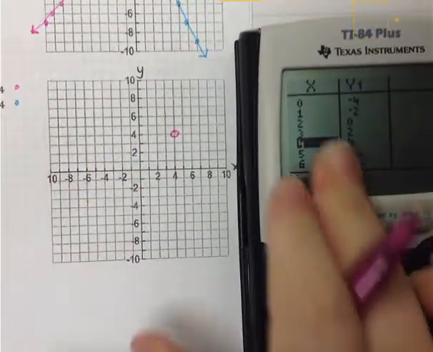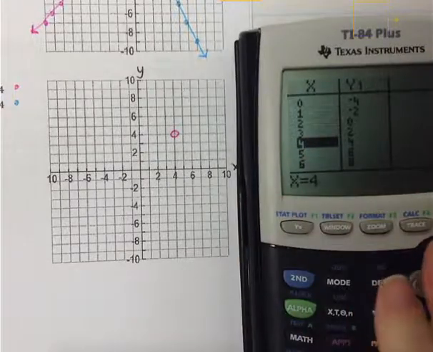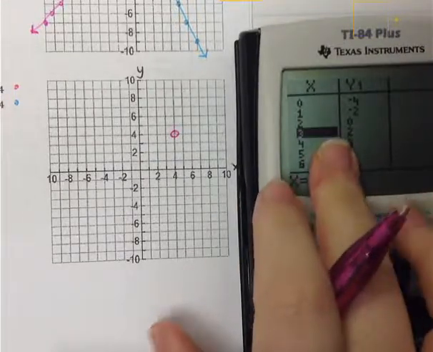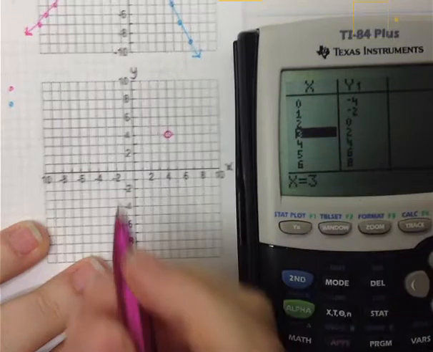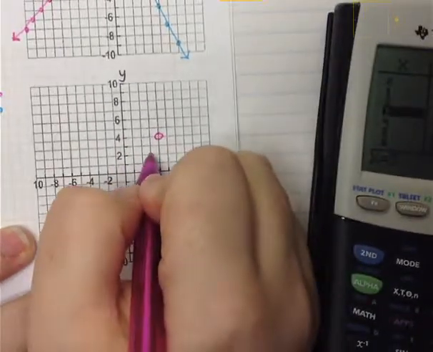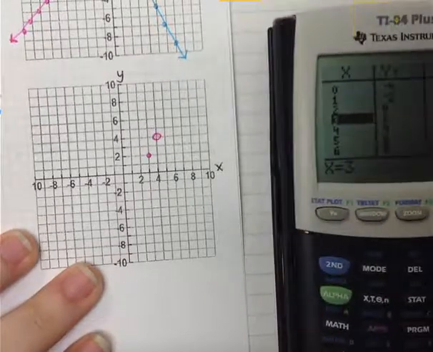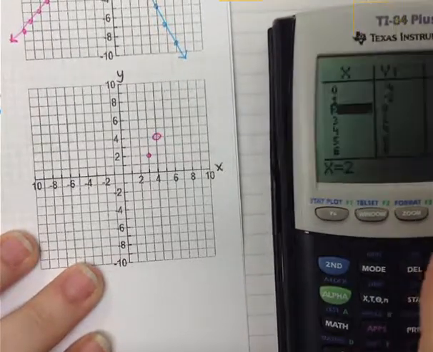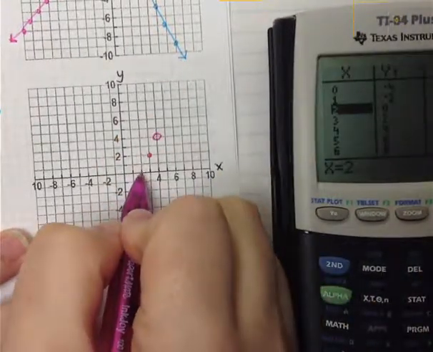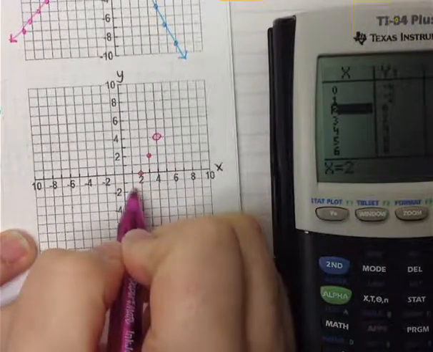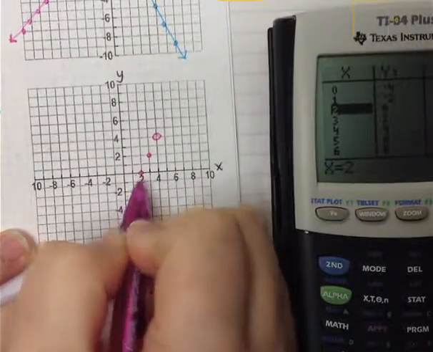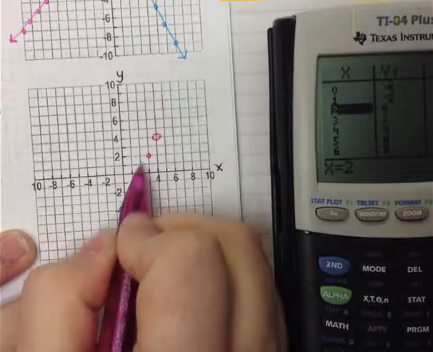Then I want less than that x value, so I'm going to move up. So my next coordinate would be 3, 2. So 3, 2. And I can put solid because I want all of these values. The next one would be 2, 0. Then 1, negative 2. And then we can see that it's going to just keep going down.